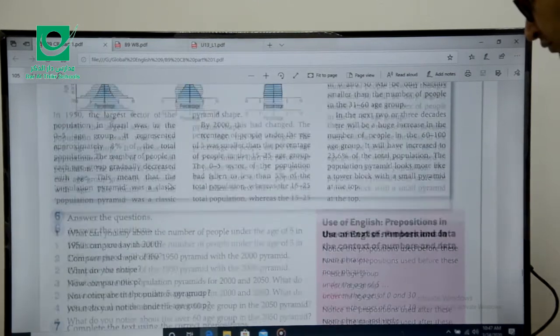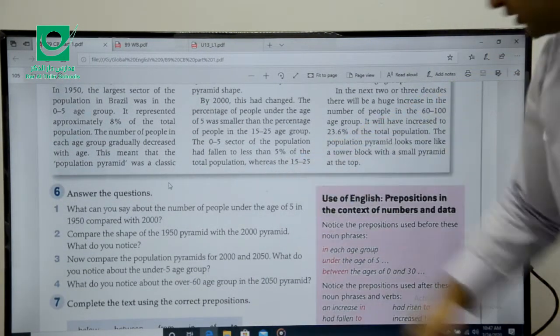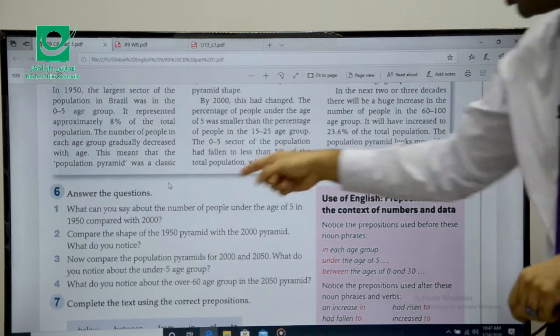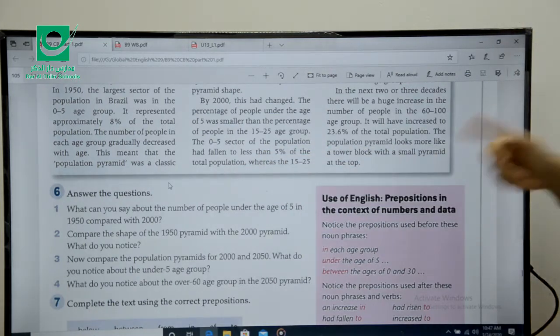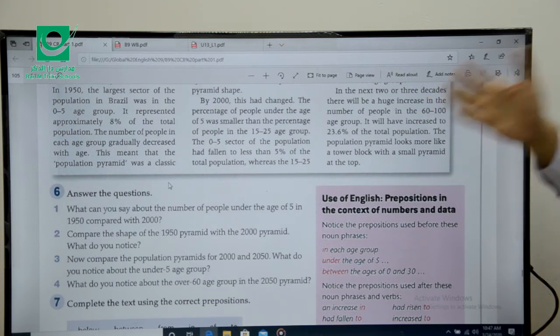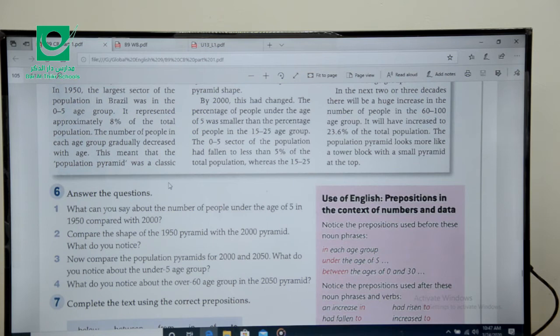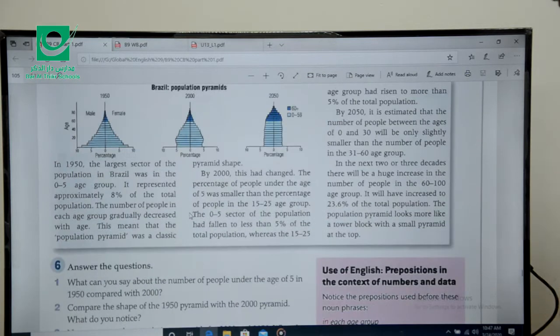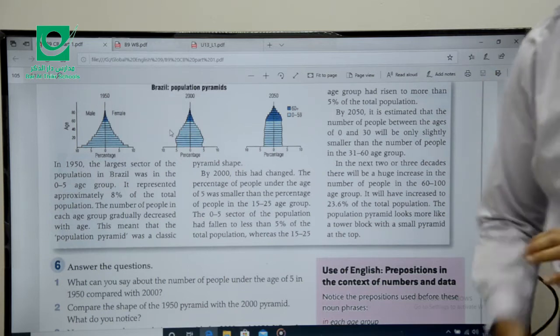Thank you. There are 4 questions. The first one: what can you say about the number of people under the age of 5 in 1950, comparing them to the year 2000? Number 2: compare the shapes of the 1950 pyramid with the 2000 pyramid. What is the change that you can notice? Number 3: now compare the population pyramids for 2000 and 2050. What do you notice about the 0 to 5 age group? And the fourth: what do you notice about the over 60 age group in the 2050 pyramid? Now I will give you 2 minutes to find the answers on your own, then we double check them together.